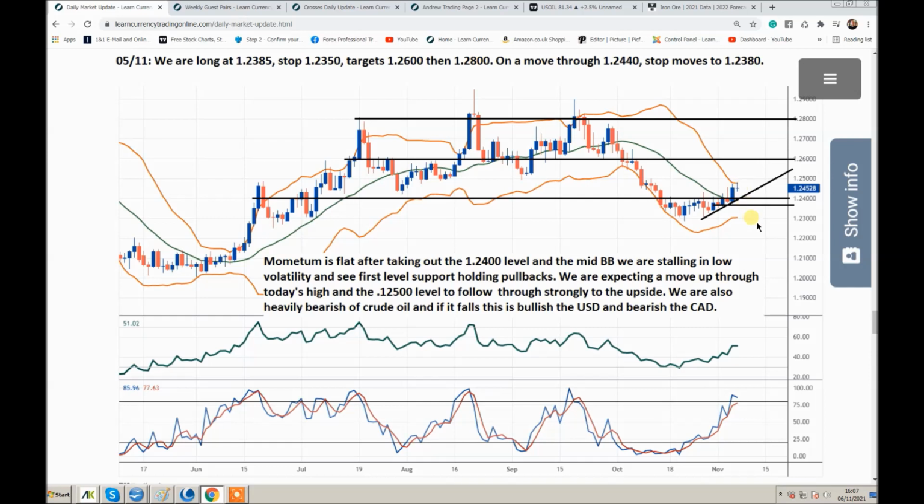Now, in terms of our targets, they're based on the fundamentals and sentiment. 126, then 128, so plenty of upside potential if we're right. In terms of our entry, 123.85, stop 123.50. So we're not going to lose much if we're stopped out. It's going to be 35 pips, okay? But I think we should now gravitate to the upside.